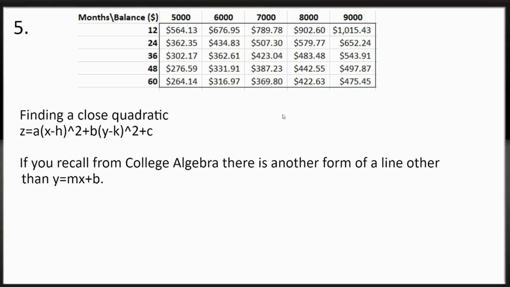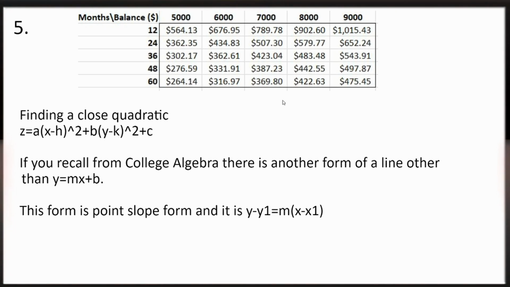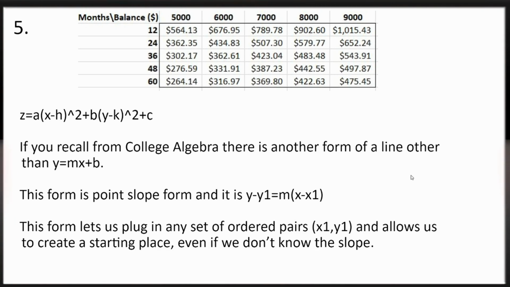If you guys remember, there was another form of a line other than y equals mx plus b, that form being point slope form, and that form includes y minus y1 equals m(x minus x1). Hopefully you guys can recall that. This form lets us plug in any set of ordered pairs, x1, y1, and allows us to create a starting place, even if we don't know the slope.